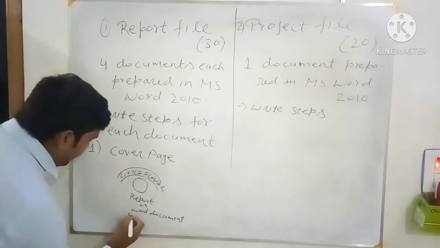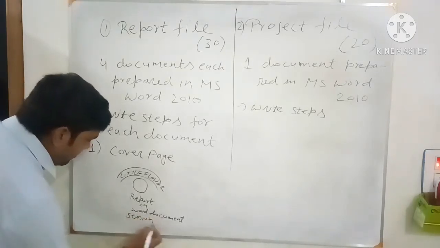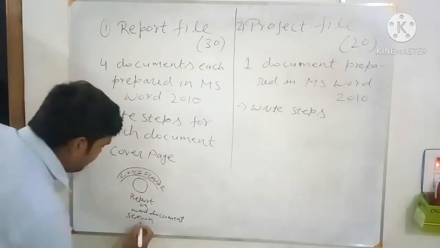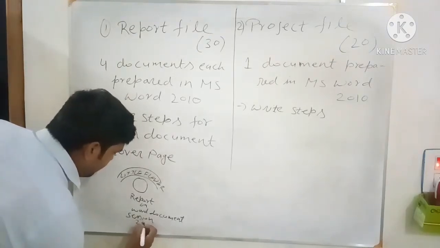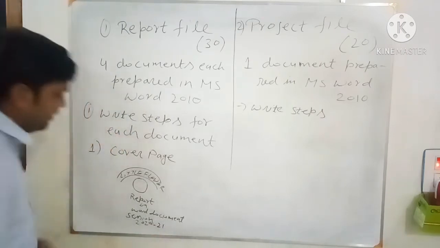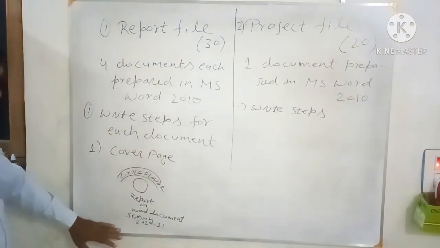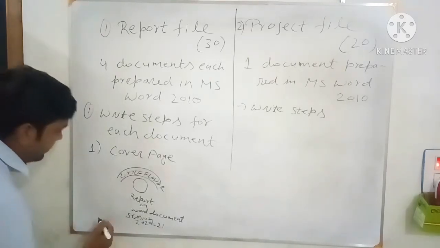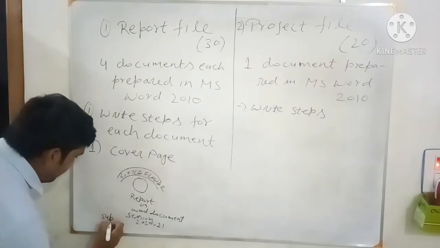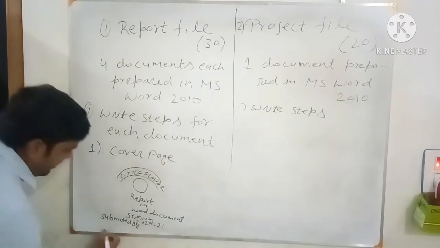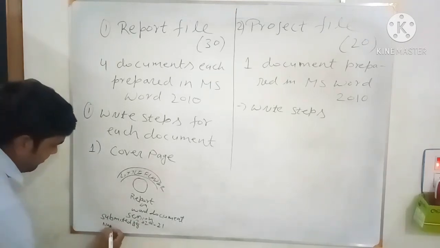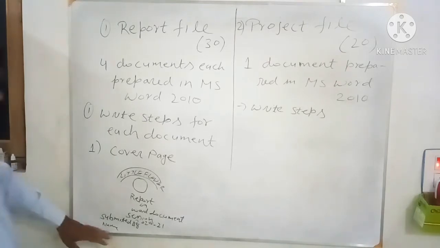And after that you can write the session 2020-21. At the bottom side, left side, you write the submitted by. Submitted by, and there you write your name, roll number and the class.